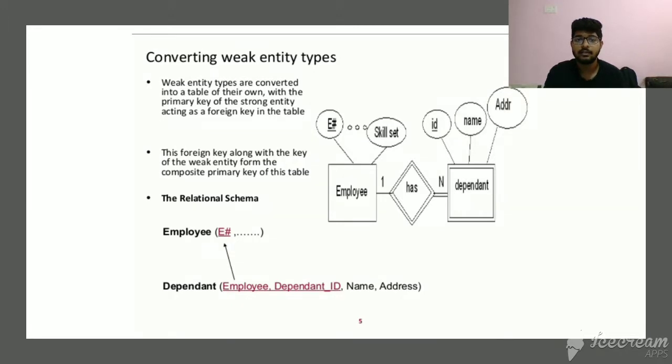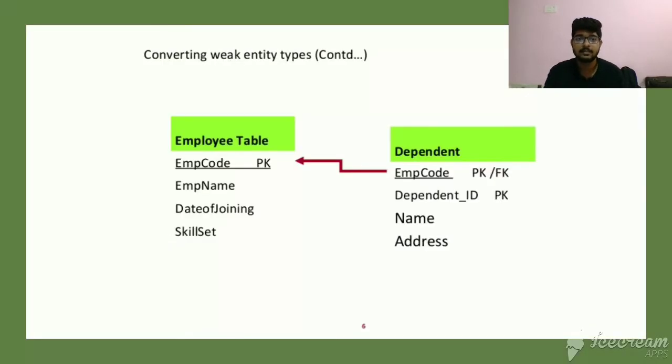For that, it has a 1 to n relationship. Employee has n dependents. That means for dependents we have ID, name, address, and the relation schema. Employee code will be the primary key, and for dependent: employee code, dependent ID, name, address. Here is an example of weak entity types. In the employee table, employee code is the primary key, and in the dependent table, employee code is both primary key and foreign key, and dependent ID is a primary key only.